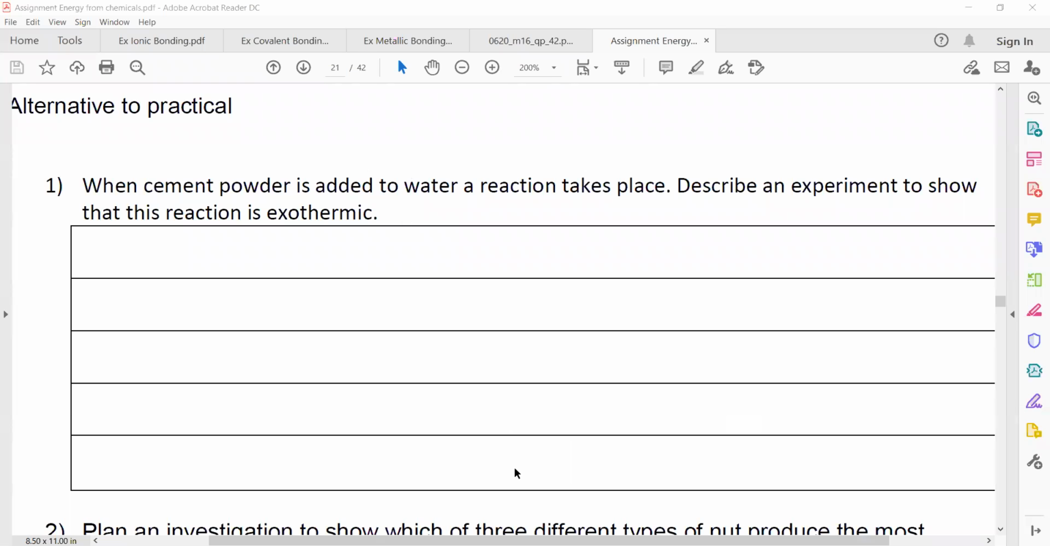To show that the reaction is exothermic, we will take a fixed volume of water, for example, 10 cm cube of water by the help of a measuring cylinder. It's better you mention the apparatus which you are using for the experiment, and transfer into a beaker.